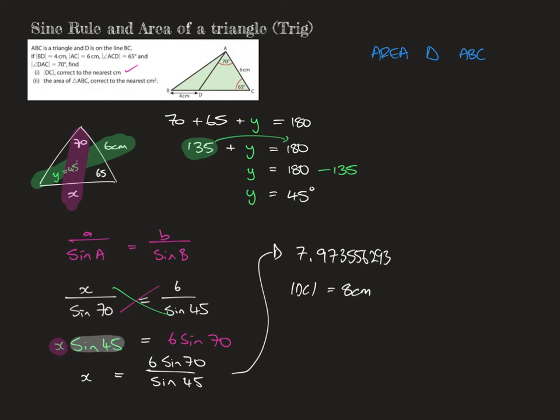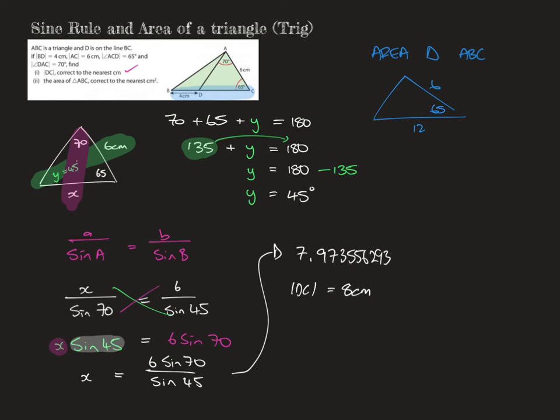Okay. So I'm just going to sketch out the triangle ABC. A to B to C. I know this here is 6. I know this here is 4 plus, let me just highlight that so you can see. This is going to be 4 plus 8, so this is going to be 12. And I know that this angle here is 65.